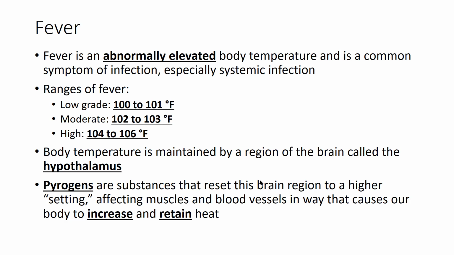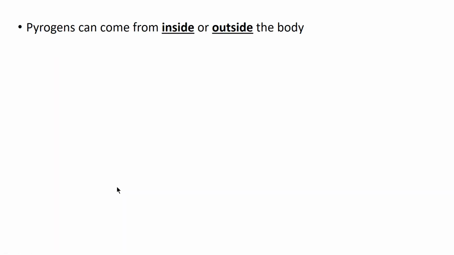It goes well outside the scope of this class, but that's the generality behind it. And pyrogens are substances that have the ability to act on the hypothalamus in a way that changes these settings, if you will. So if you think of the hypothalamus as a thermostat on the wall, you can think of pyrogens as a mechanism to turn up the thermostat on the wall.